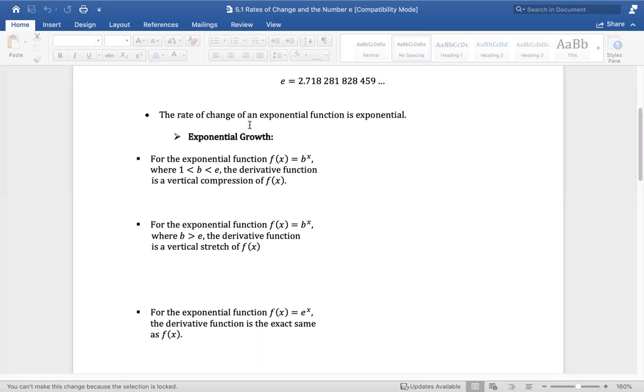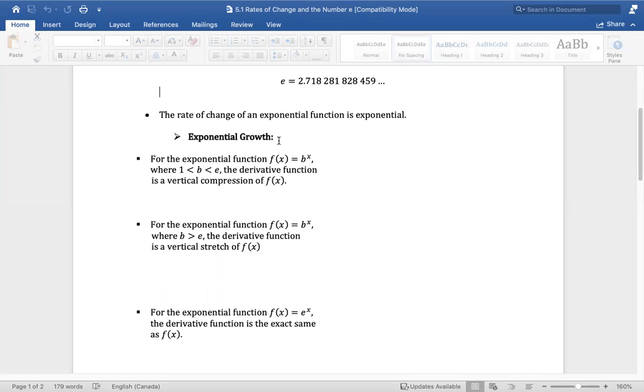The rate of change of an exponential function is exponential. So what I mean by that, let's investigate these points here, is if you think back to Unit 4, where we looked at sinusoidal functions, right? The derivative of a sinusoidal function was still a sinusoidal function. The derivative of sine was cos, which is a sinusoidal function. The derivative of cos was negative sine, which was still a sinusoidal repeating function, right? So here we're going to be looking at the derivative of an exponential function, and it's still going to be an exponential function. So we'll show that here.